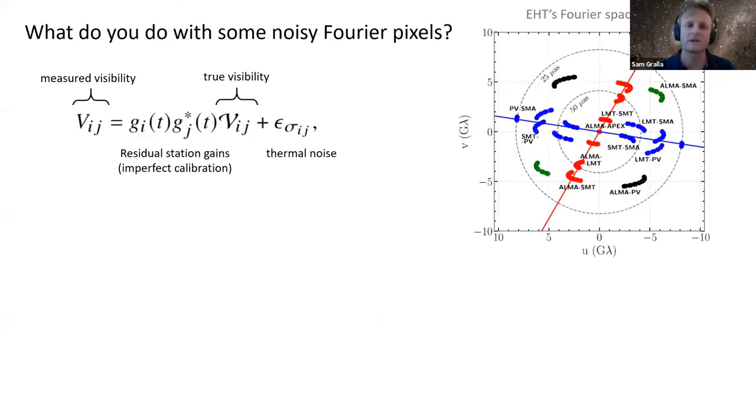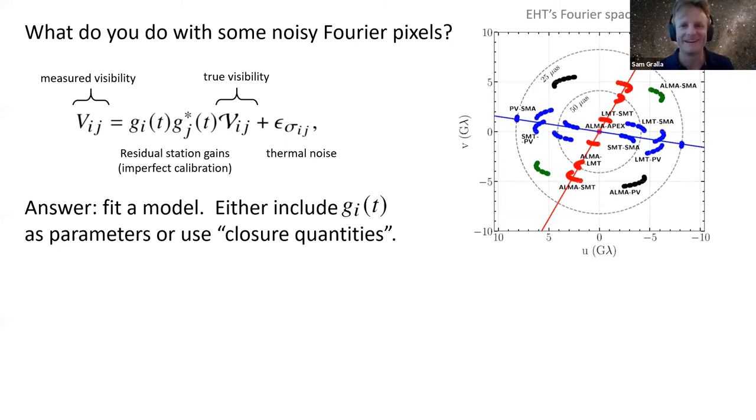The natural question, and I really want to start this talk with the list of data, which are the Fourier space pixels, is what do you do with them? At the most basic level, the answer is always you fit a model, which is what EHT did. Of course, they had many different models. They tried a lot of different things. You're going to run into the issue of these residual gains. I'm going to totally gloss over that here. But you have choices once you figure out how you're going to handle the gains of where you do your modeling.